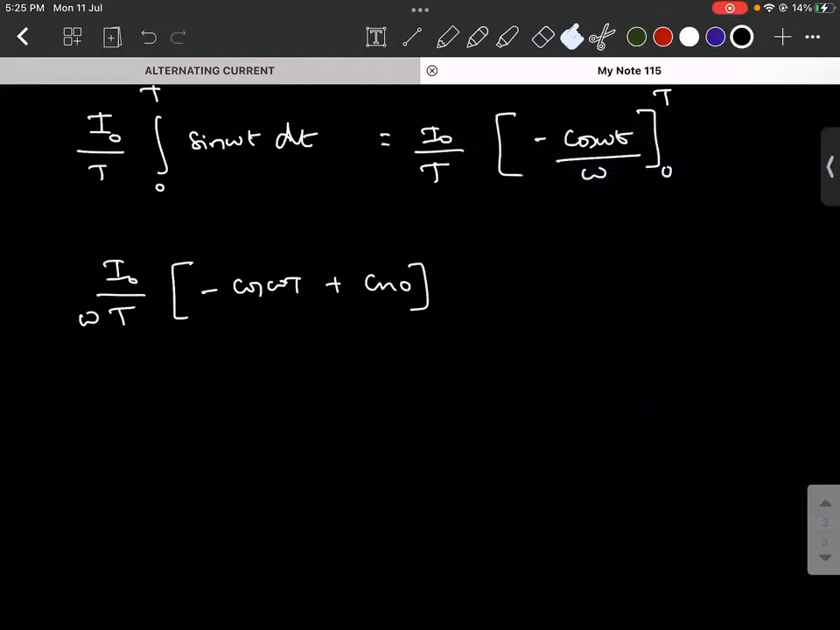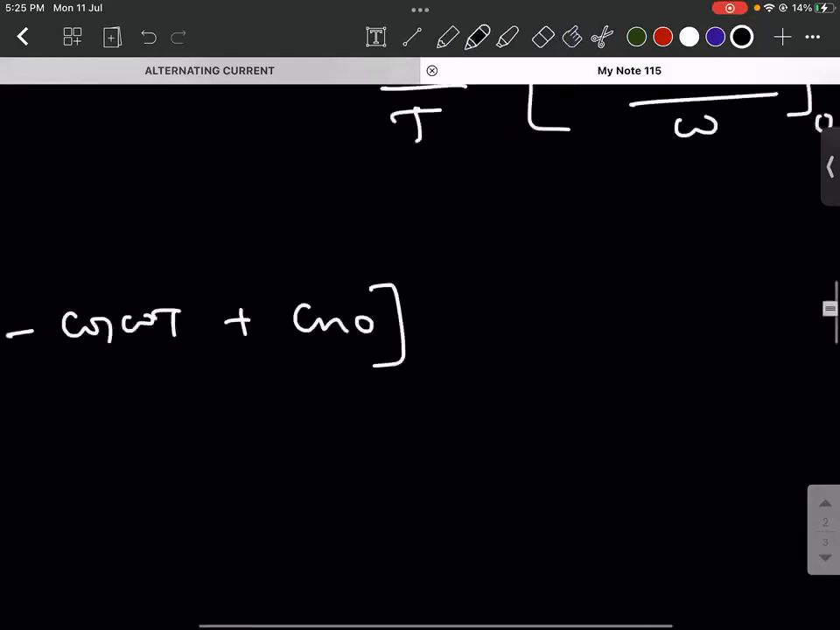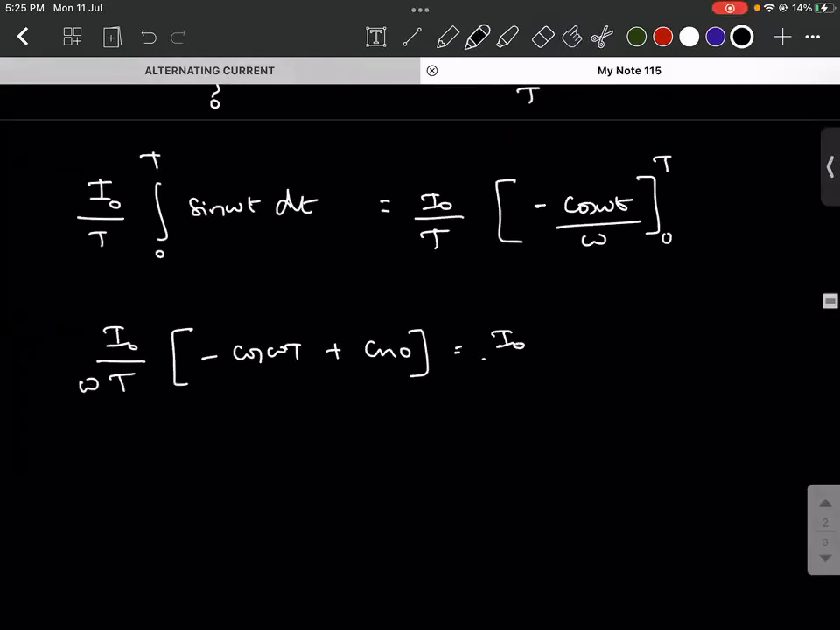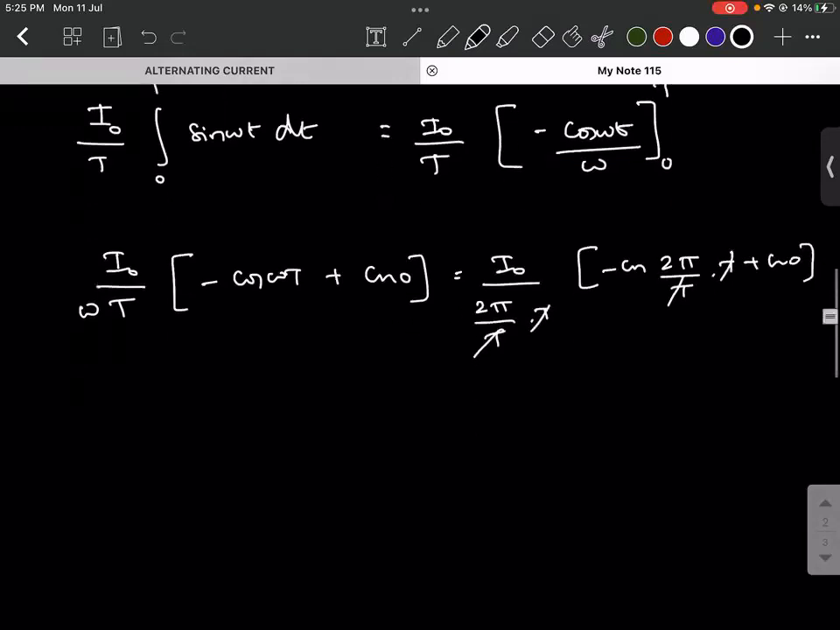So minus cos omega T plus cos 0, correct? So this will be I naught divided by 2 pi by capital T into capital T, minus cos of 2 pi by capital T into T plus cos 0. So this and this will get cancelled. This T and this T will get cancelled. I'll get I naught divided by 2 pi into minus cos 2 pi is minus 1 plus cos 0 is 1. The answer will be 0.